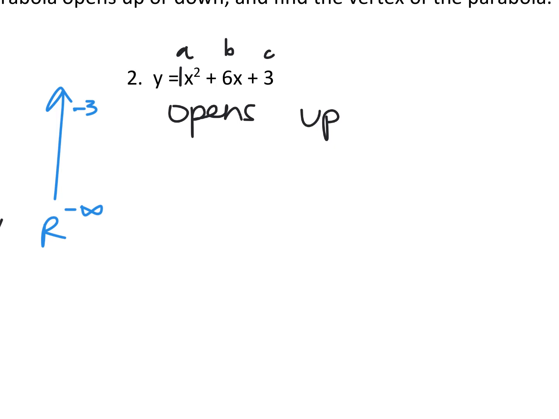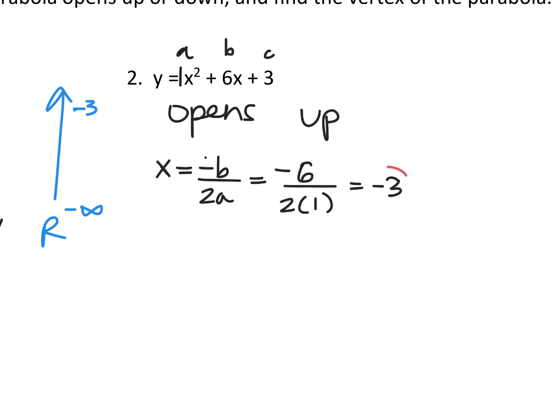And so now we'll do -b over 2a. We'll go a little bit faster this time. -b over 2a. So that is -6 is what I'm trying to write here. It's on a b, it's a 6. -6 over 2 times 1. -6 divided by 2. So you have -3 for the x value of your vertex.